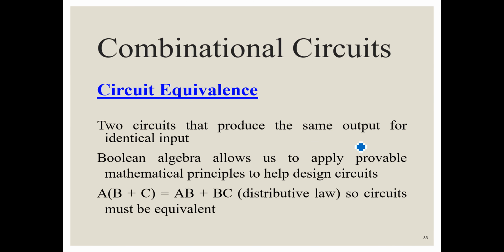Combinational circuits and equivalent circuits. Let us see now: two circuits that produce the same output for identical inputs. So that will be the equivalence. Equivalence means we are trying to find an equivalent circuit for the combinational circuit which produces the same outputs. Boolean algebra allows us to apply mathematical principles to help design the circuits. A(B plus C) can also be written as AB plus AC. This is the distributive law which you have studied in Boolean algebra. So with the help of Boolean algebra, we can make equivalent circuits.